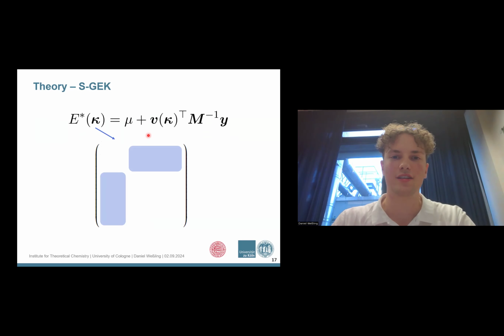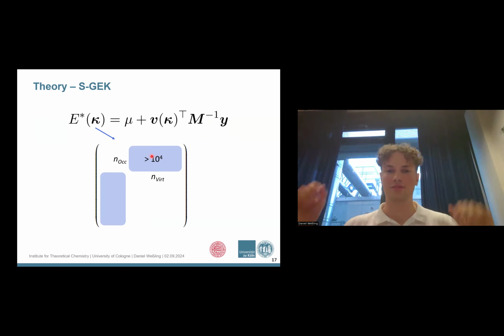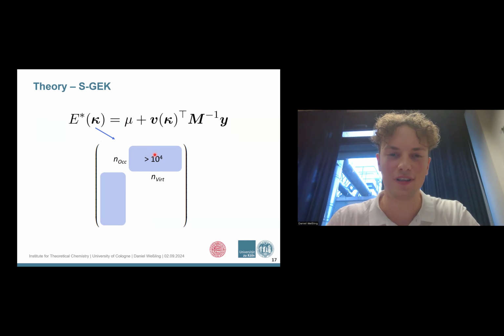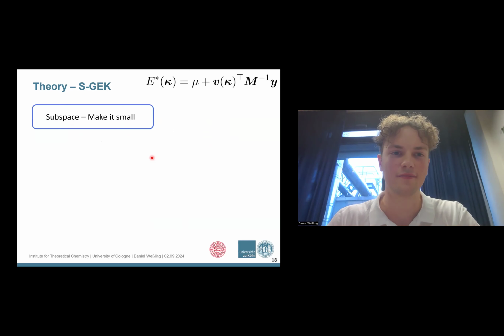But there's actually a problem for SCF, because this parameter here is extremely large. It is as large as the number of occupied orbitals times the number of virtual orbitals, and this easily gets over 10,000 numbers, but actually it can be as high as it can get, so millions of parameters inside. And that's why we have to introduce a subspace, and this just has the slogan: make this space small.